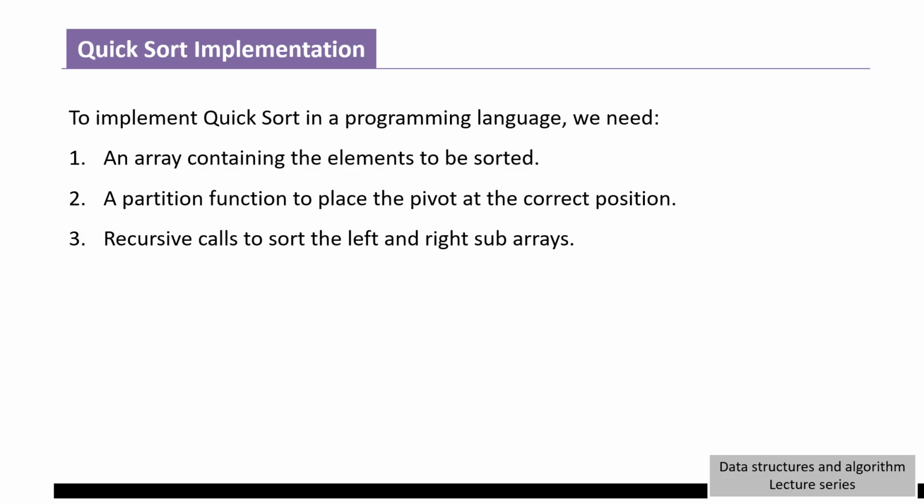So to implement this quick sort in a programming language, we need an array containing those elements to be sorted, a partition function to place the pivot at the correct position, and recursive calls to sort the left and right subarrays.